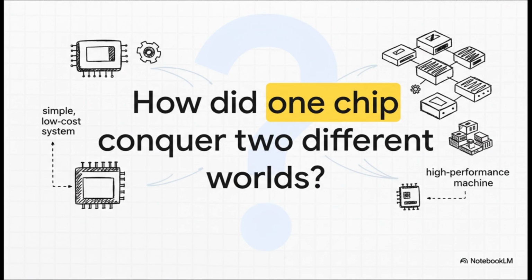You see, back in the late 1970s, Intel's engineers had this huge problem to solve. They needed to design one single, powerful 16-bit processor that could fit into a simple, cheap system and a super complex, high-performance machine. So how on earth did they pull that off with just one chip?